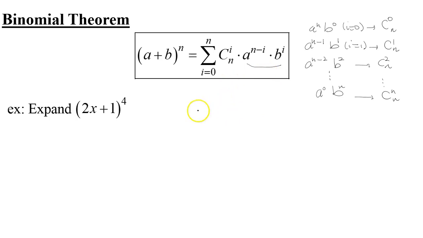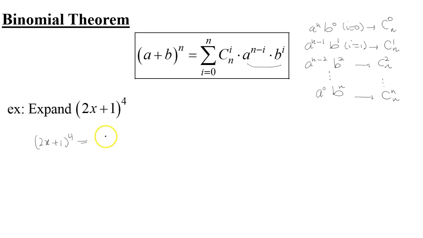So over here, if we go back to this example, we need to expand 2x plus 1 all to the 4 using the binomial theorem. If you were to use Pascal's triangle, you'd have to go 5 rows down in Pascal's triangle. However, using the binomial expansion, we can immediately determine the coefficients using the corresponding combinations. So 2x plus 1 to the 4. Now over here, a is 2x, b is 1.